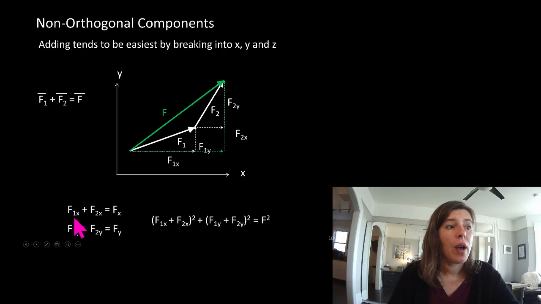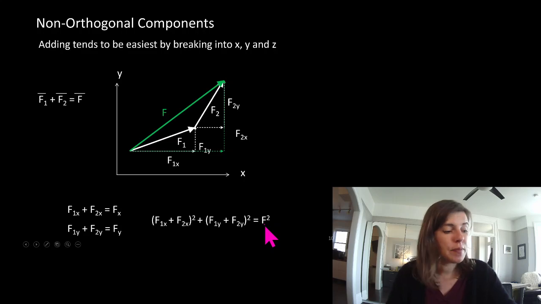So here it is broken out. We break F1 into F1x, and we add up F2x, and we get total Fx. F1y and F2y, we get a total Fy. And then the square of those equals our total force squared. We're going to do examples of this, so don't worry.